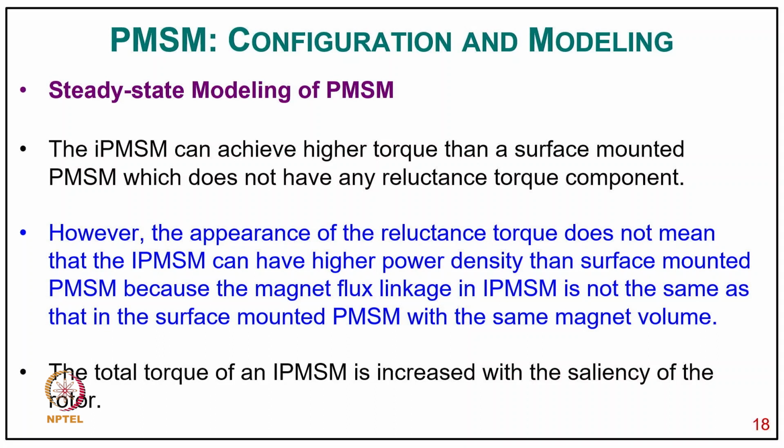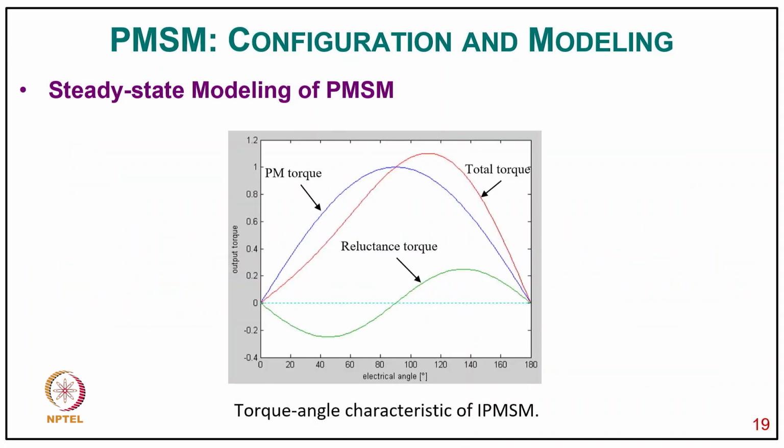However, the appearance of reluctance torque does not mean that the IPSM can have a higher power density than the surface mounted PMSM, because the magnet flux linkage in IPSM is not the same as that in the surface mounted PMSM with the same magnet volume. So total torque of IPSM is increased with the saliency of the rotor.